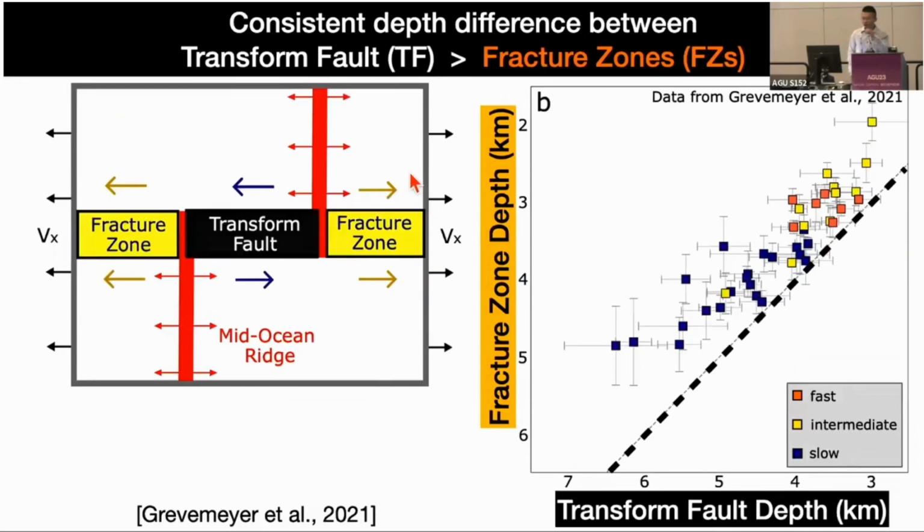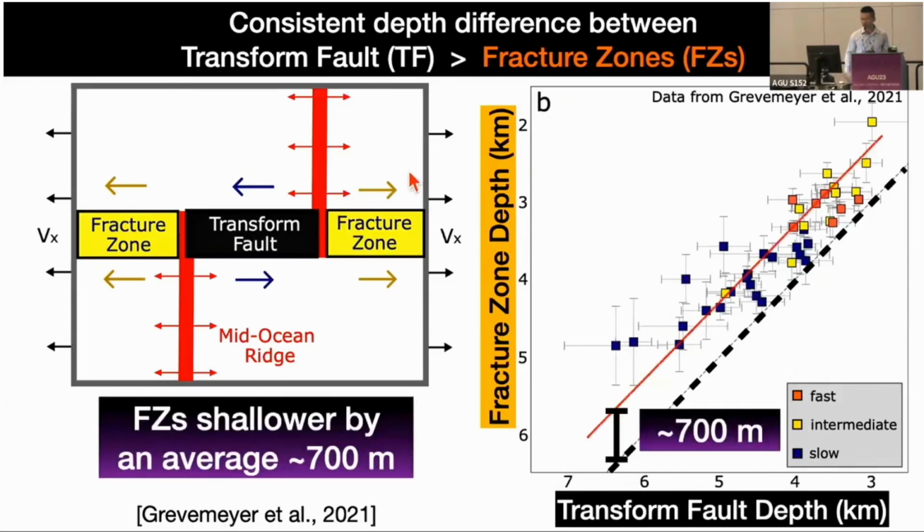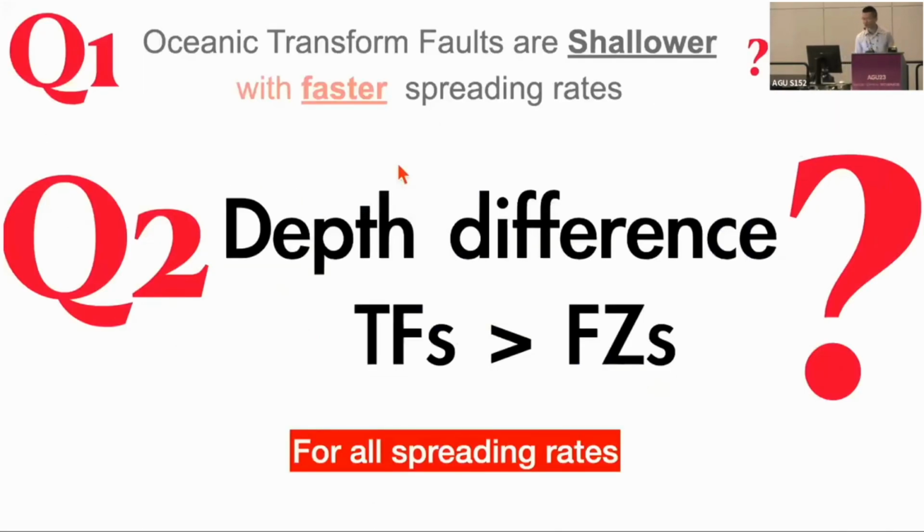Another global systematic arises when you compare the depth of the transform fault and its adjacent fracture zone. When you plot the fracture zone depth against transform fault depth, the one-to-one relationship plots as this dashed line. As you can see, Grevemeyer found that the fracture zones are consistently shallower than the adjacent transform fault by an average of 700 meters, despite the spreading rates. So this is our second question.